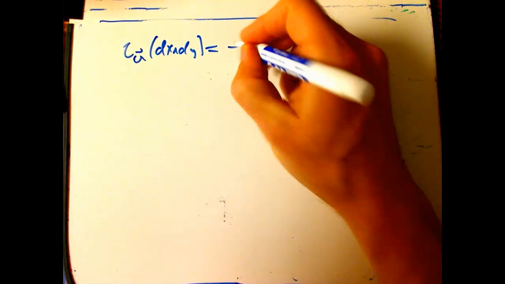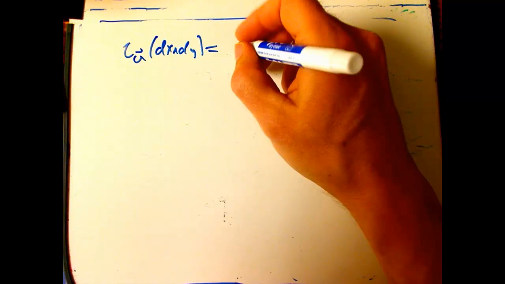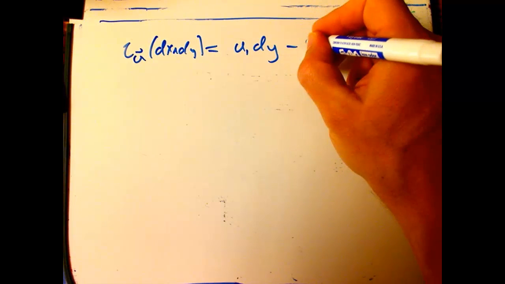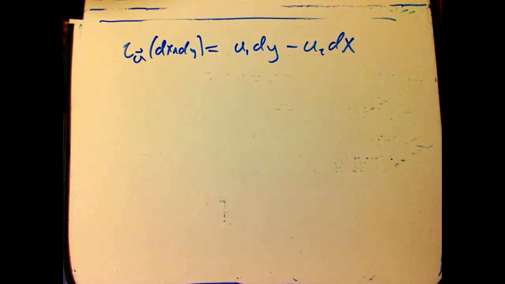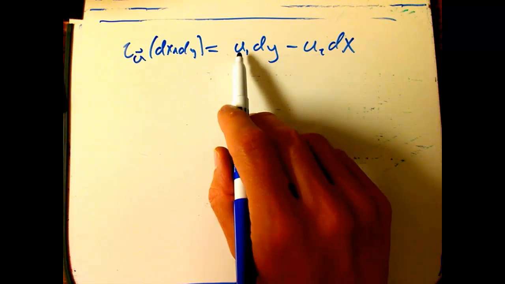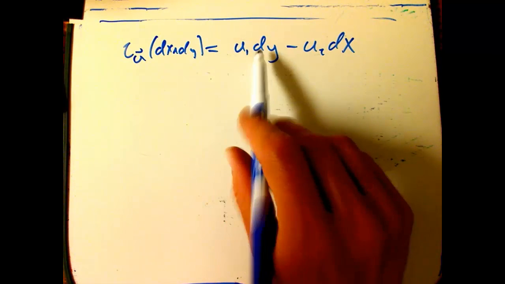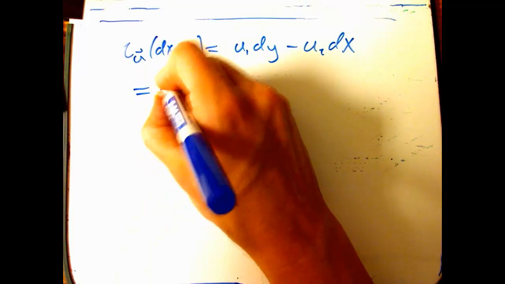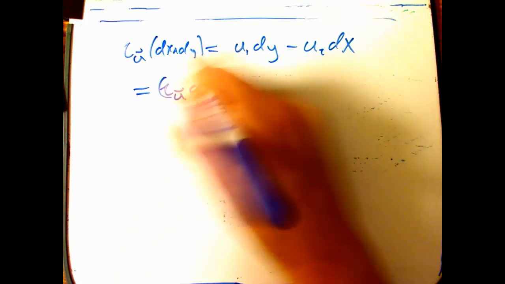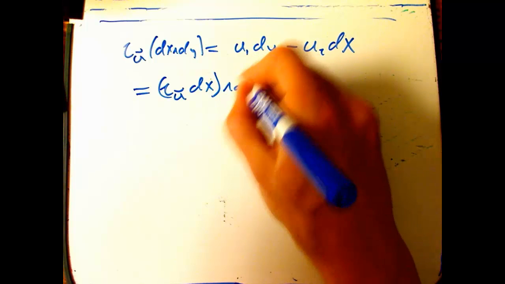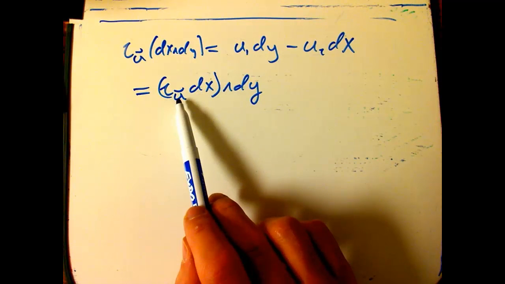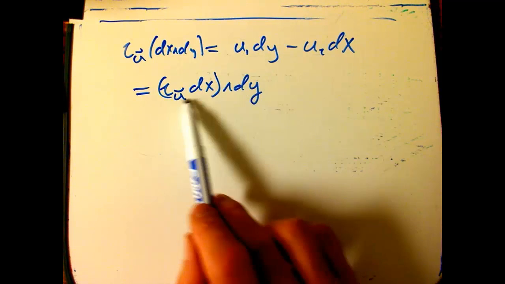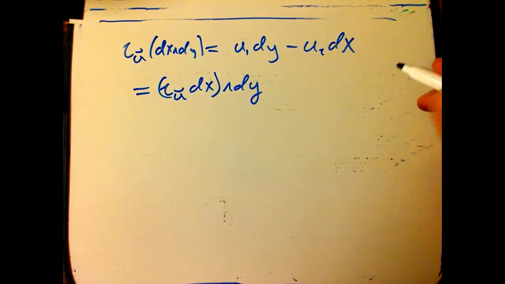Okay, so now let's look at this equation again. Let me just rewrite it without the clutter. I'm going to rewrite it in the way I had it before: u1 dy minus u2 dx. And I want to notice something. This is what I would get if I took I_u of dx and then wedged it into dy. So I_u of dx is just dx eating the vector u. That just produces u1. It's an overly fancy way to write this, but it's going to be very interesting in a minute.